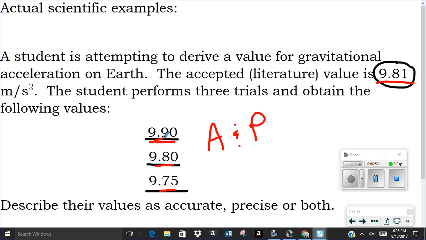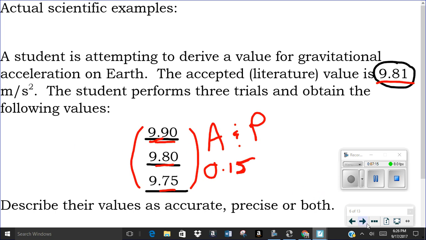Also, you'll see here that all of these measurements are grouped pretty close together with a range of no more than 0.15, which shows a pretty high level of precision. So I would say that these particular measurements are both accurate and precise.